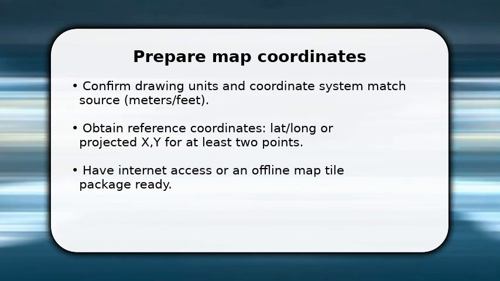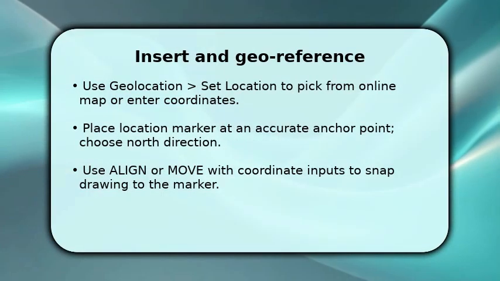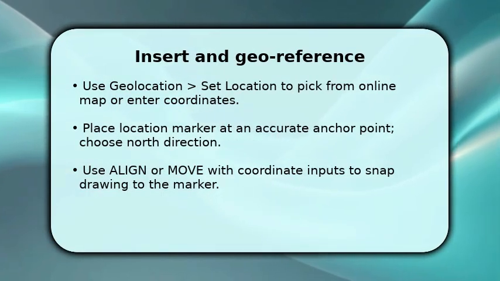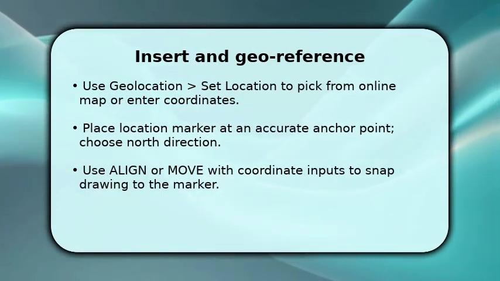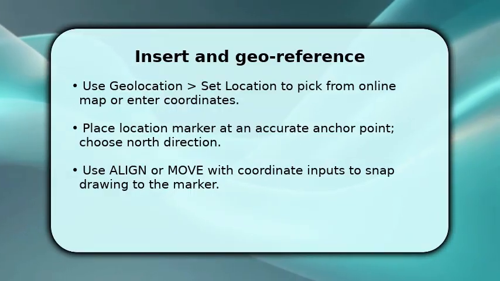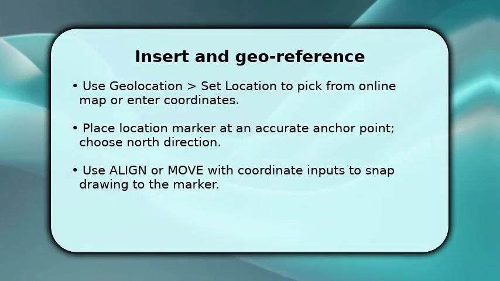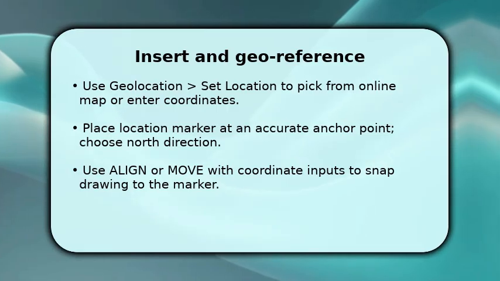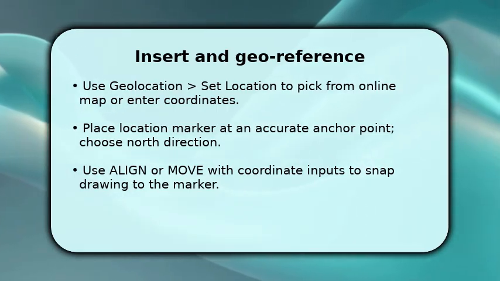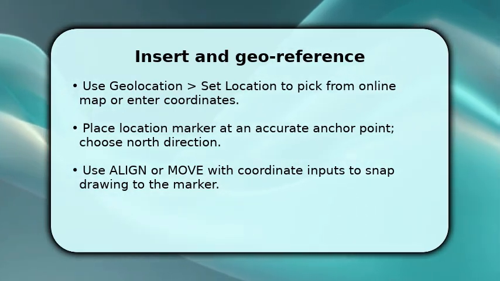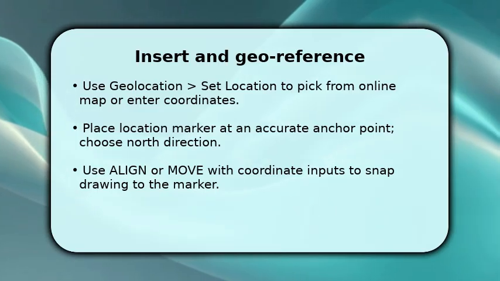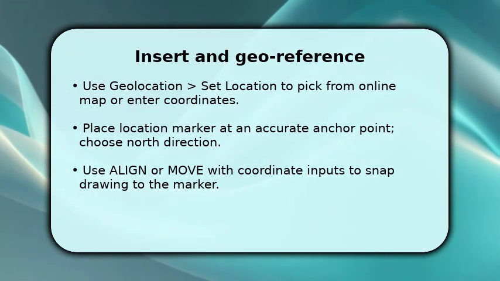Now move to adding the location to the drawing. You now insert the geolocation and tie your CAD model to it. Open the geolocation panel, choose Set Location, and either select from the map or manually enter latitude/longitude or projected coordinates. Place the location marker over the known anchor point. Set the north angle to align true north.